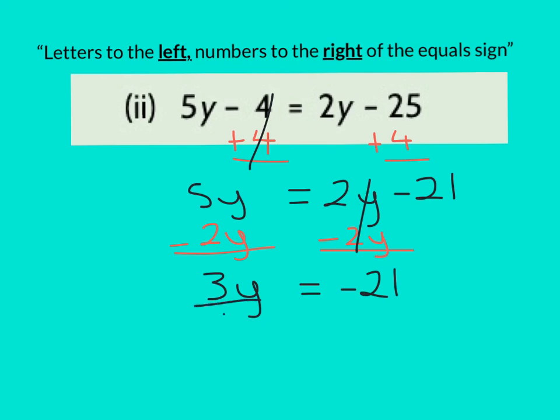I will divide both sides by 3. And what I should get is y equals -21 divided by 3 gives me -7. And that's my answer.